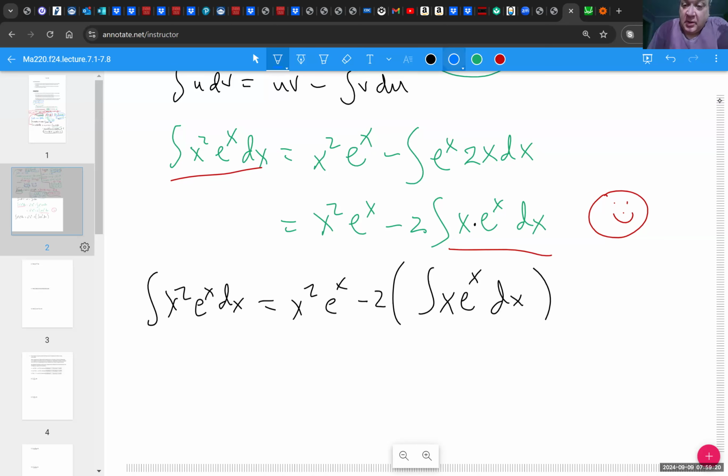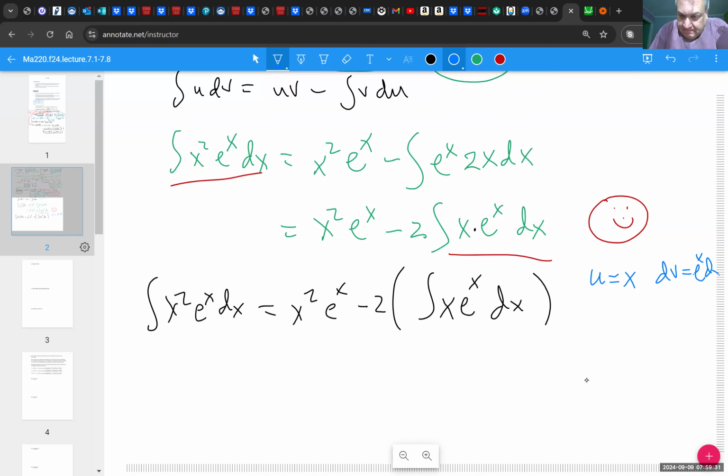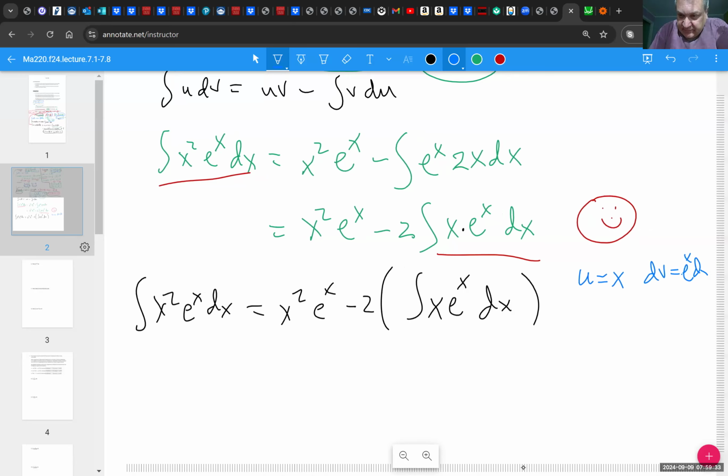Okay, so we're going to do our u dv thing. u is going to be x. It does get simpler upon differentiation. dv will be the remainder stuff, which is all that. Just a little smidgen over here.